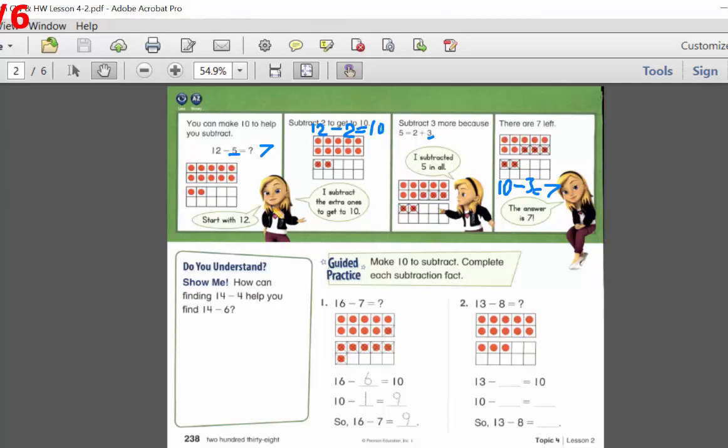So again, first figure out how many do you need to subtract to get to 10. Then subtract to get to 10. Then subtract the remaining part. Okay, everybody?